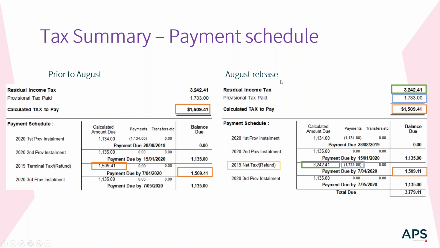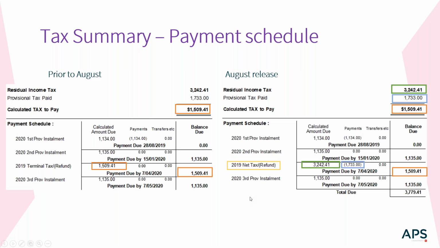With the August release, we're now effectively making this a year summary figure in terms of the 2019 net tax refund line, with the calculated amount due. The payments and transfers collectively being the value that's showing up under the provisional tax paid, and the balance due being the calculated tax to pay.